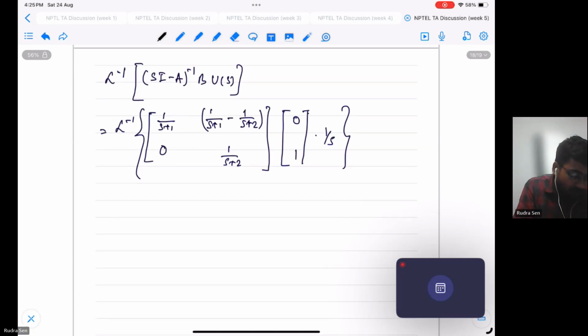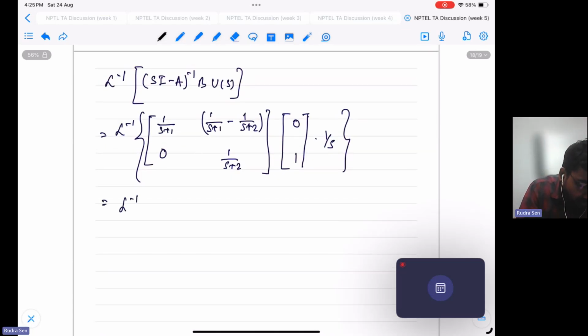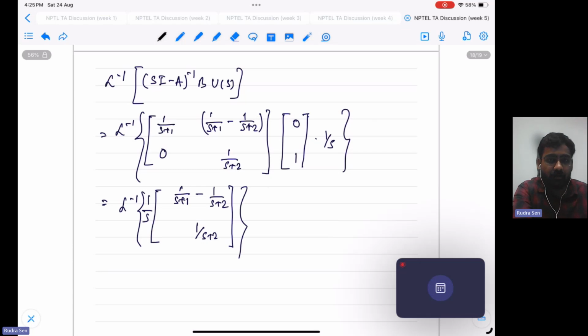So what we get is this term: 0 and 1 by s plus 2, with the top entry 1 by s plus 1 minus 1 by s plus 2 and the other 1 by s plus 2, into 1 by s, right?